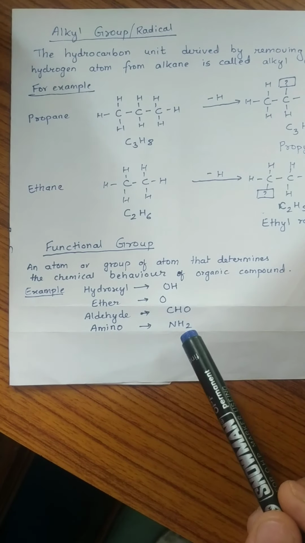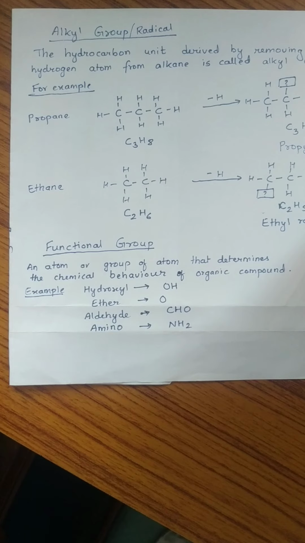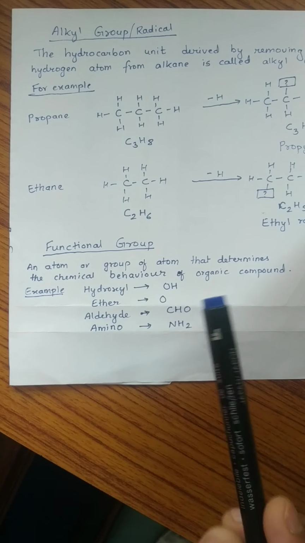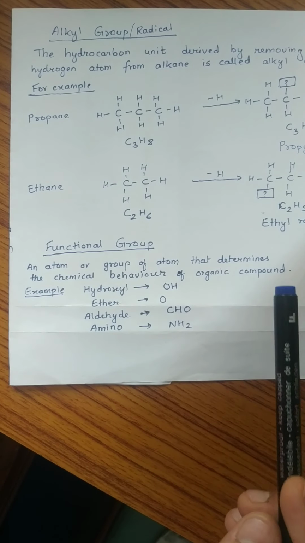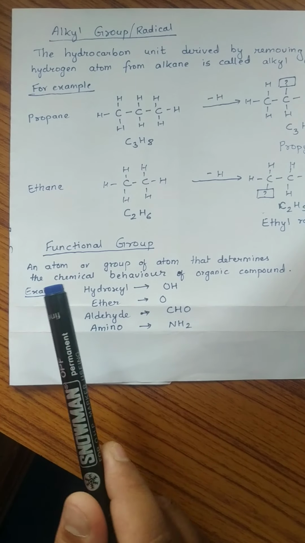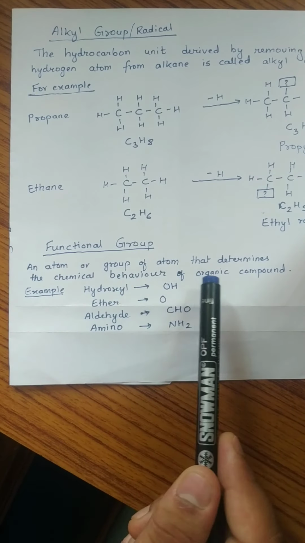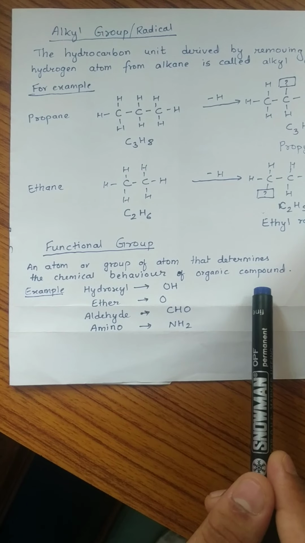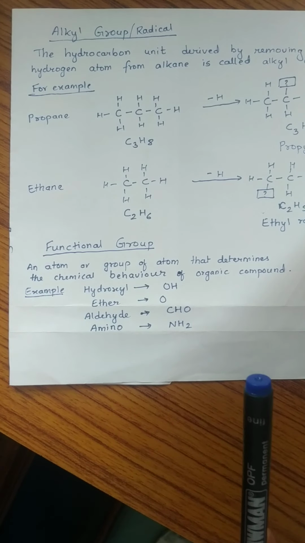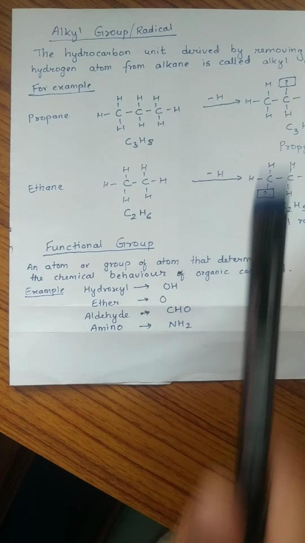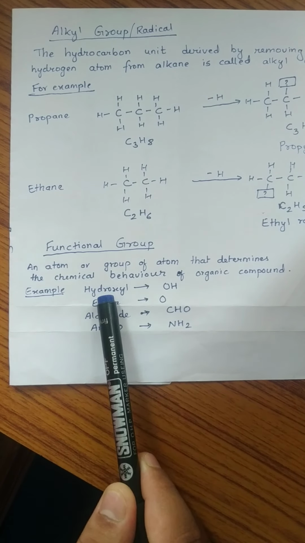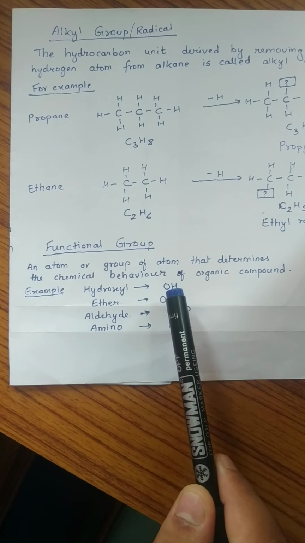Now look at this. Organic compounds are billions and billions in number, and they are of various types. The chemical properties and the physical properties of the organic compound are all determined by an atom or a group of atoms, and they are called the functional group. So the definition goes: an atom or a group of atoms that determines the chemical behavior of our organic compound. So what are those things that get attached in these empty positions? The hydroxyl ion, that is OH, can attach itself.